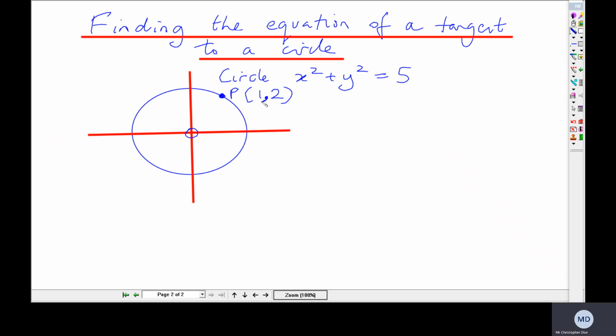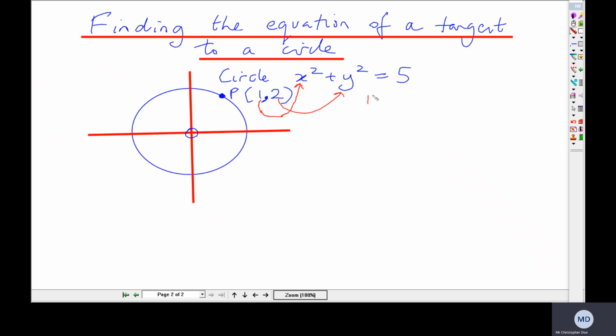Because 1 squared plus 2 squared is 5. Explain that a bit more. Where did the 1 and the 2 come from? So what does that 1 represent, Samuel? The x coordinate. So x is 1, y is 2.